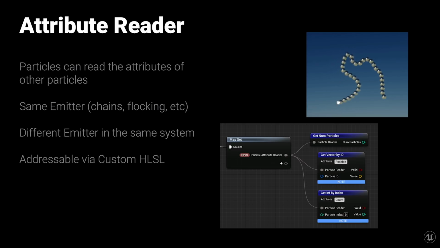Another exciting enhancement comes in the form of a data interface we're calling Attribute Reader. It allows particles to directly communicate with other particles, either in the same emitter or different emitters in the same system, and ask them for attributes, such as position or color. This allows for extremely complex behaviors such as chains or flocking, or thousands of other complex interactions. This is also addressable via custom HLSL, so you can easily write complex behaviors that require intra-particle communication.